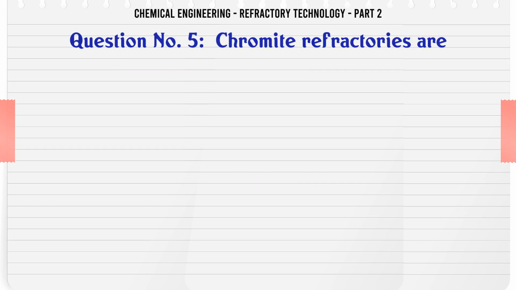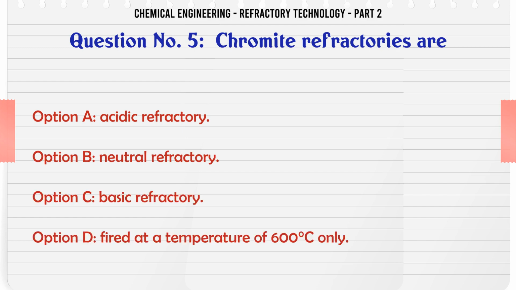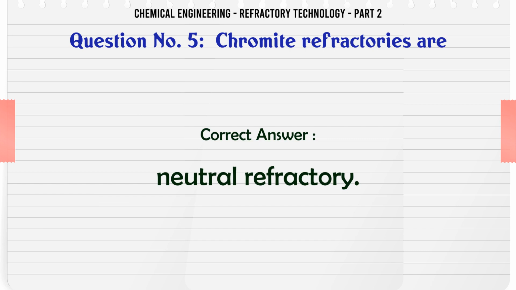Chromite refractories are A. acidic refractory. B. neutral refractory. C. basic refractory. D. fired at a temperature of 600 C only. The correct answer is neutral refractory.